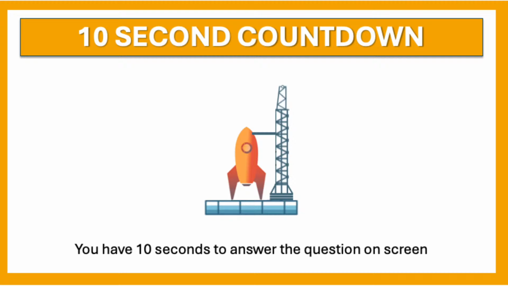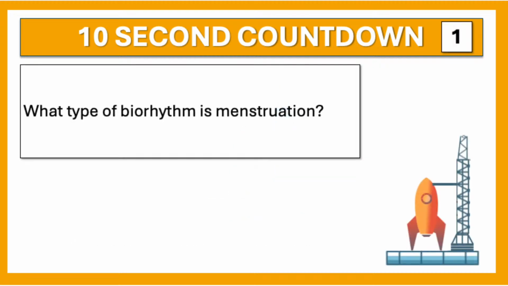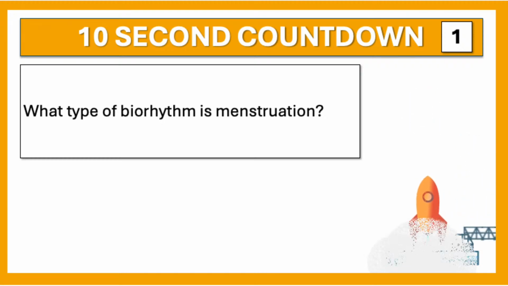Answer the question on the screen. Got a few of these. Okay, so if you start off with the first one: what type of biorhythm is menstruation? 10 seconds. 10, 9, 8, 7, 6, 5, 4, 3, 2, 1. We have ignition.